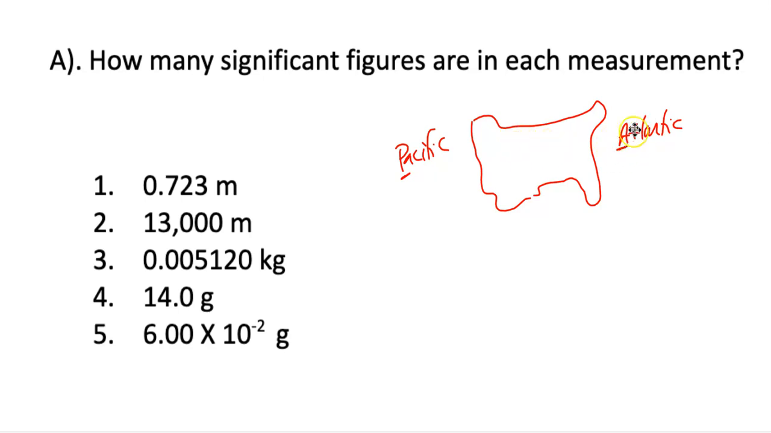For the Atlantic rule, if the decimal point is absent, you're going to start from the Atlantic Ocean side, the right side, and go right to left. You start counting at the first non-zero, and then everything that follows.